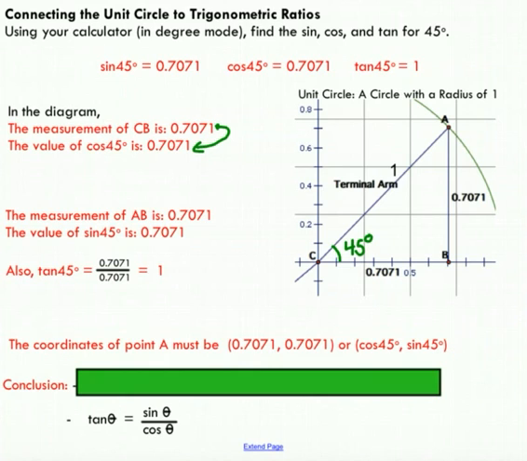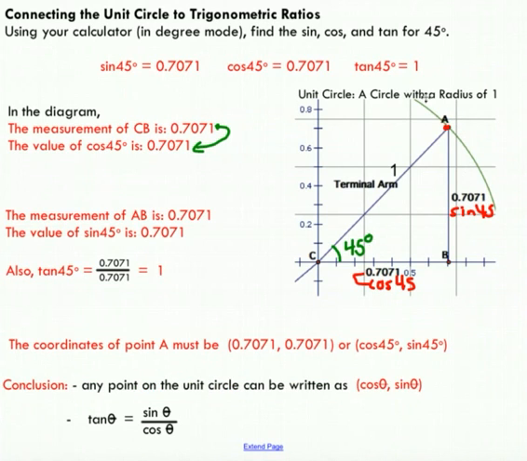If we make that connection between the cos of 45 and the measurement of that side, we know that that's going to be our x coordinate. Okay, so our 0.7071, remember, this is going to be cos of 45. So this distance here, these two values are the same. That's going to be the distance from C to B, just like the distance from A to B is going to be the sine of 45. Any point on your unit circle can be written as cos of the angle, sine of the angle. So that's your x, y coordinates.